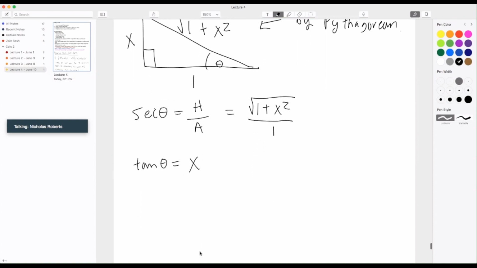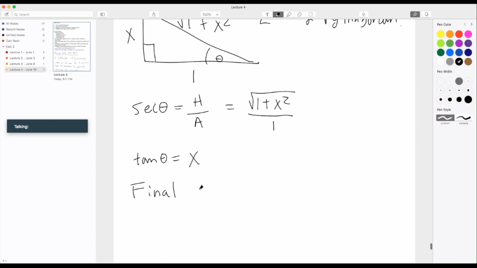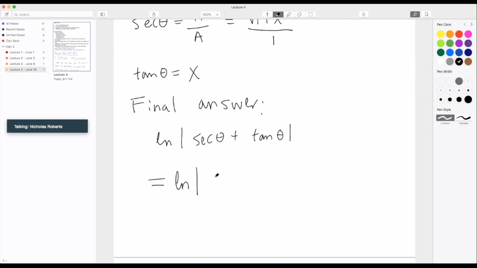All right, final answer. Recall, we had ln of secant theta plus tangent theta. This will equal the natural log of secant theta, which we figured out to be the square root of 1 plus x squared, plus tangent theta, which was just x. Any questions?